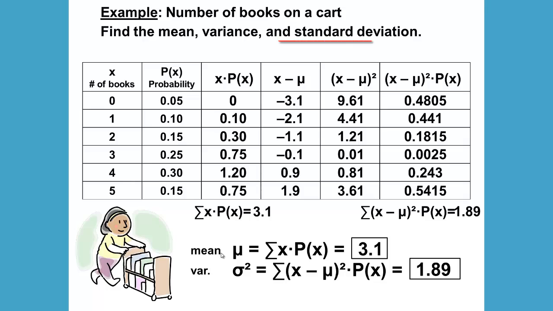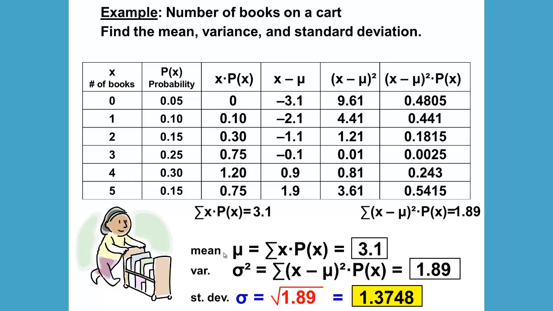The last thing we were asked to find is the standard deviation. Recall that our standard deviation is the square root of the variance. So the standard deviation will be the square root of 1.89, or 1.3748. From our original chart, we now have the mean of 3.1, the standard deviation of 1.3748, and the variance of 1.89. Please remember to follow your teacher's rules for rounding.